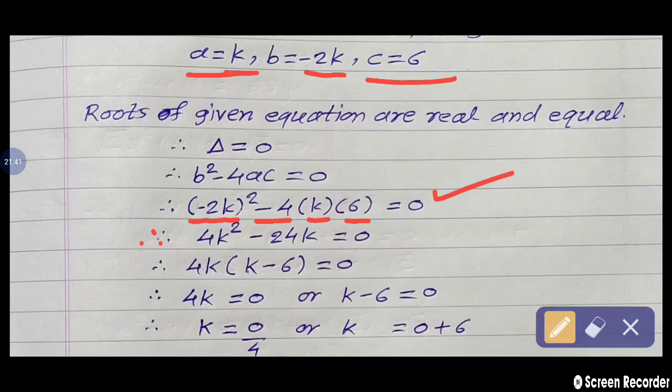Therefore, take the square of minus 2k. So minus 2 square is plus 4, and square of k is k square. So 4k square, minus sign remains as it is. So 4 multiplied by 6: 4 sixes are 24, k remains as it is, minus 24k equal to 0.